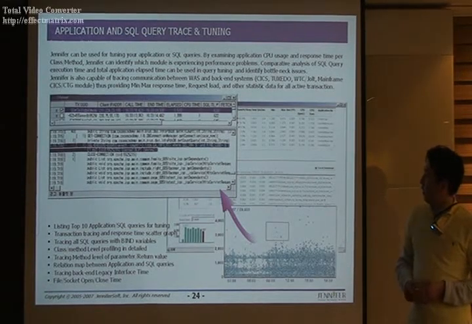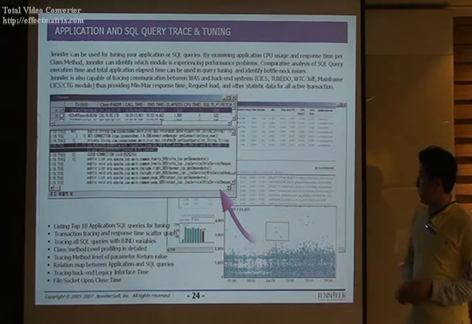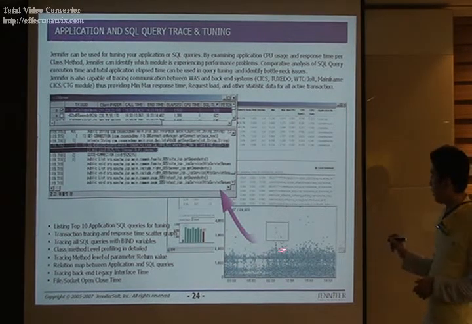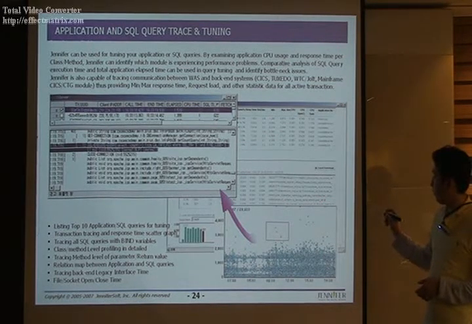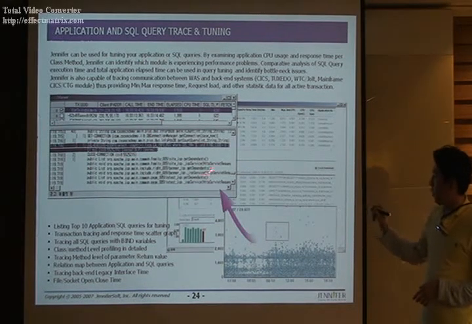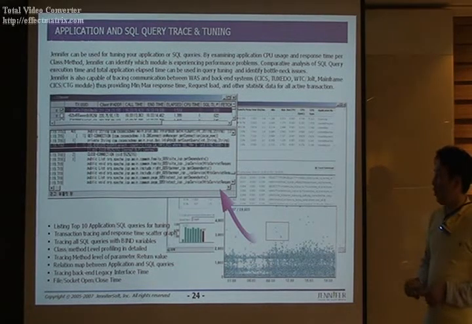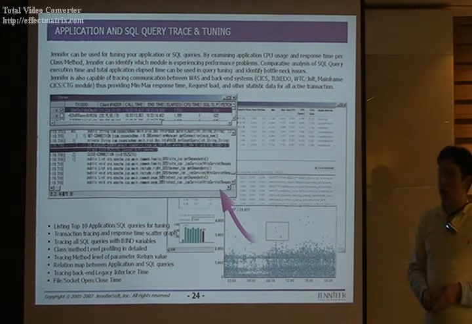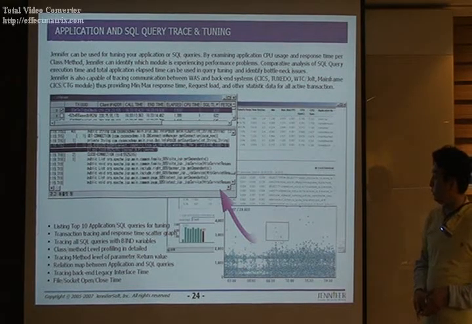Jennifer has a very powerful application SQL query tracing and tuning function, and the XView comes into play again. Whenever you detect some of the transactions that are having very high response time, as you see over here, you can simply drag and grab these transactions, and you can actually find the actual SQL queries that are causing the problem. Whenever you have any kind of SQL problem, you can simply get down to this screen right here, copy this SQL script, send it to your DBA, and your DBA should be able to work on it right away.